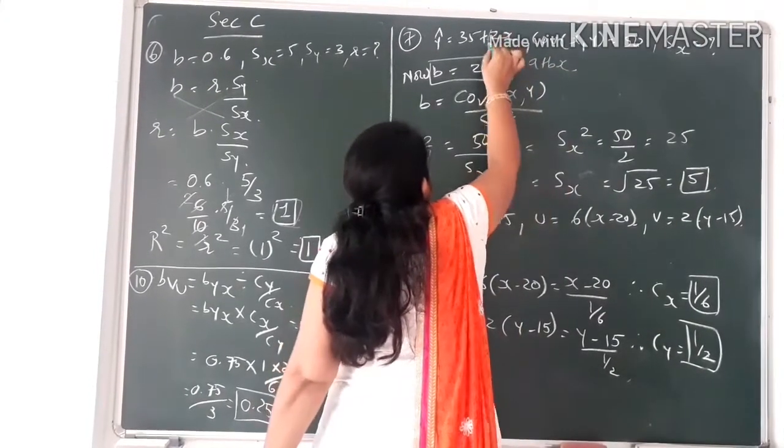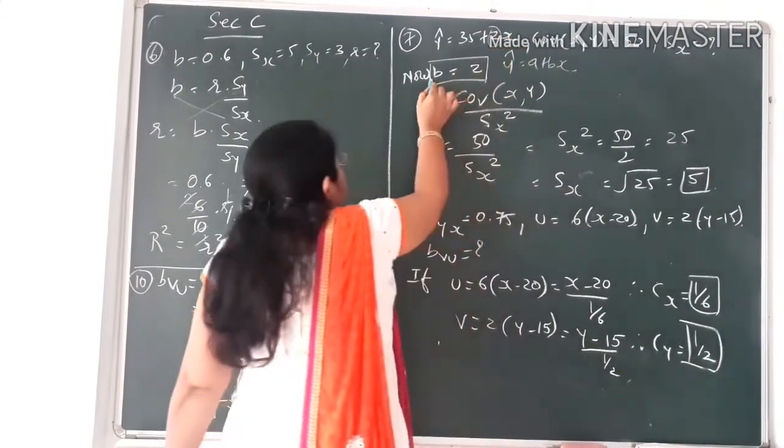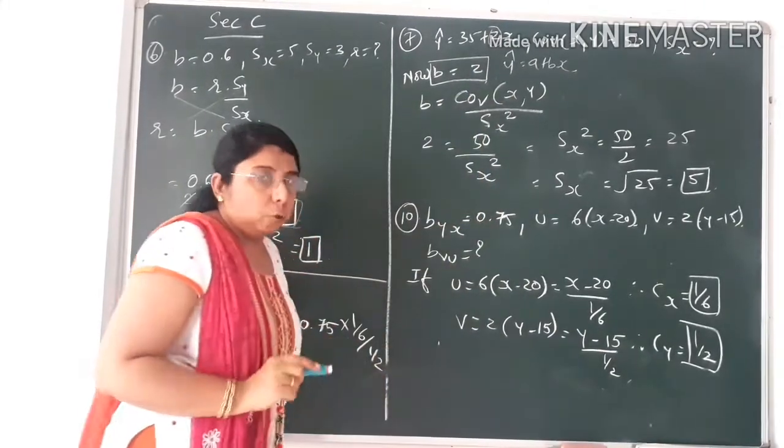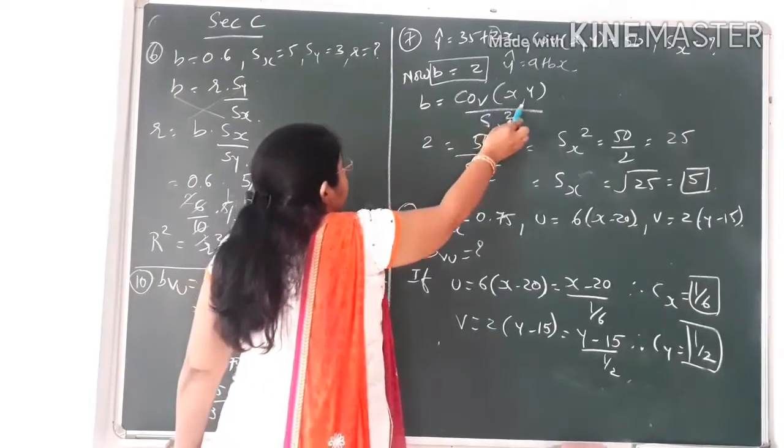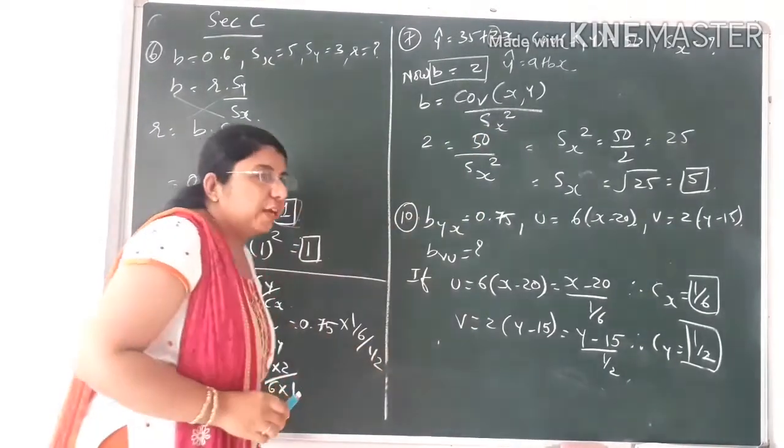Now by this equation you know y cap is equal to a plus bx. So in place of b, over here it is 2. So the value of b would come as 2. Now you know b is equal to covariance of xy upon standard deviation of x square.